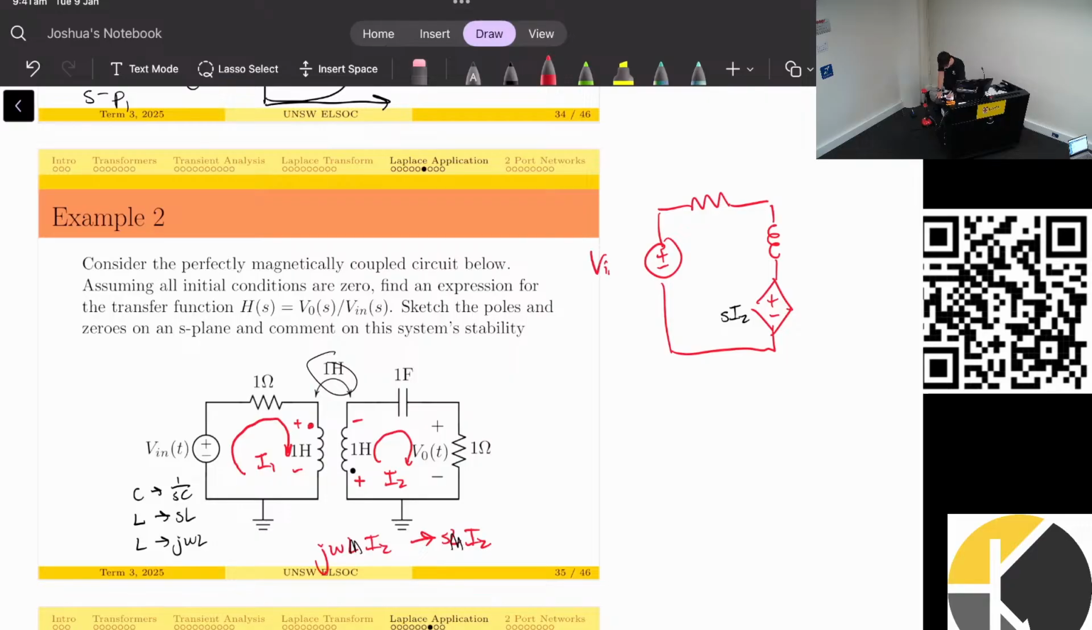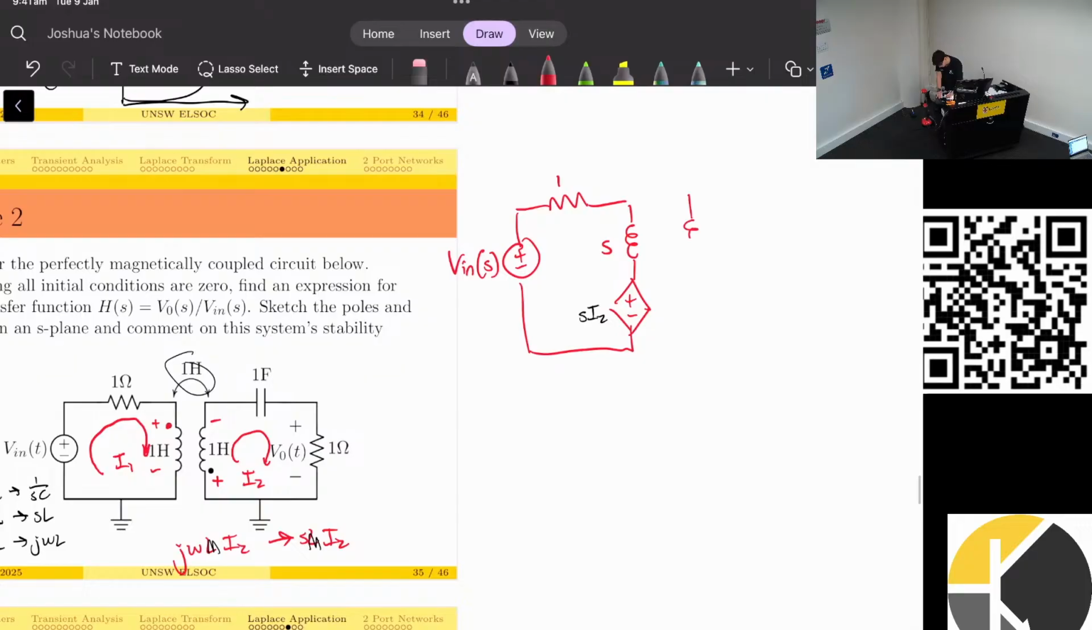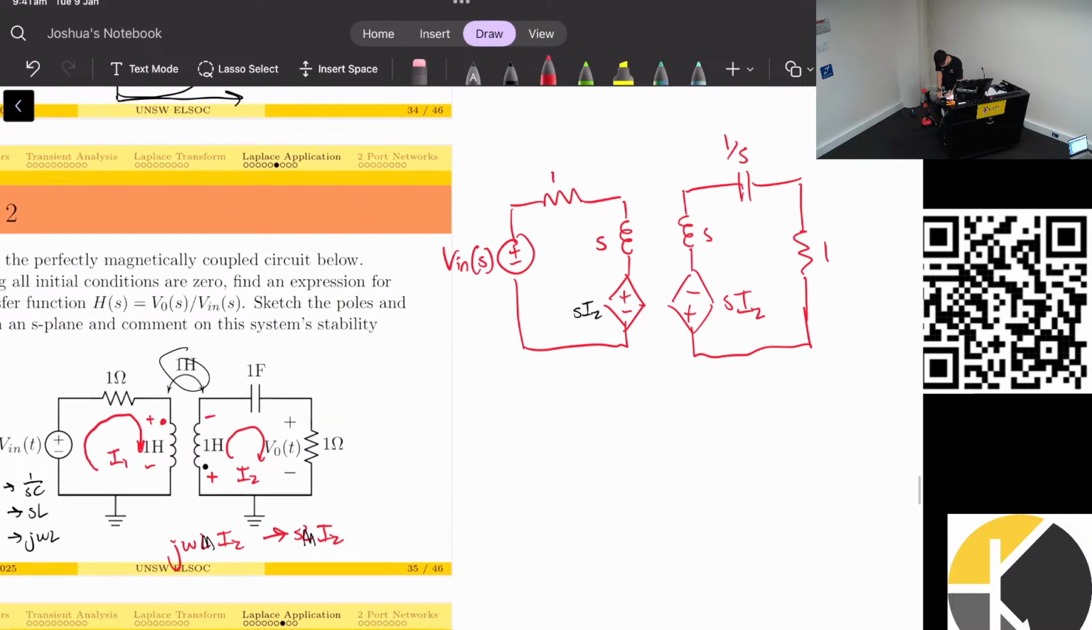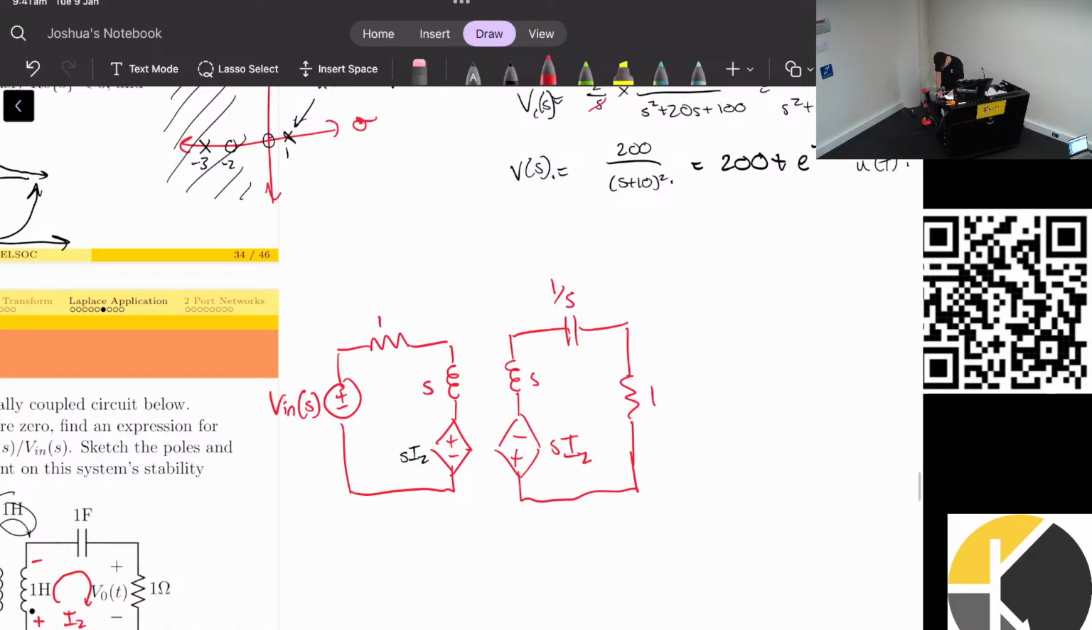This is V in the S domain. This is 1. And this is going to be SL. L is 1, so this is just S. I'll repeat that for the other side. SI1. Cool. So that should be it. Then we can solve it how we normally would.